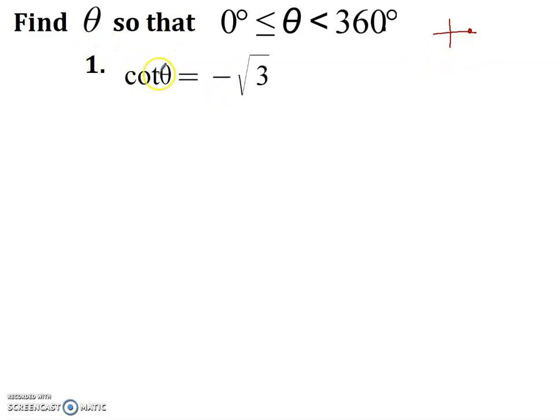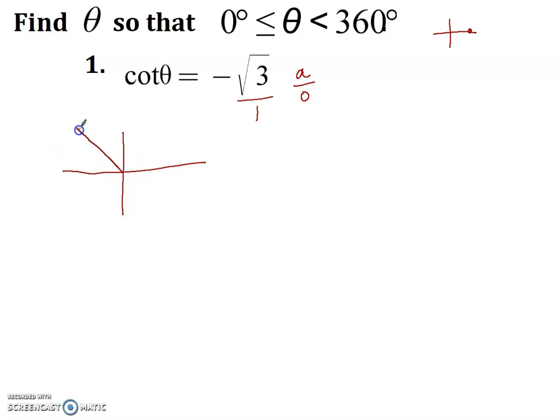So we're given that cotangent is equal to negative root 3. Cotangent we know is adjacent over opposite. The adjacent is root 3, the opposite is 1. That negative can go either with the root 3 or with the 1. So we know cotangent is negative in quadrant 2 and in quadrant 4. That's where our adjacent and our opposite, our x and y's, have different signs.